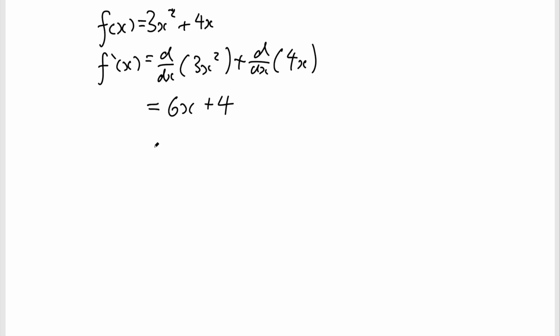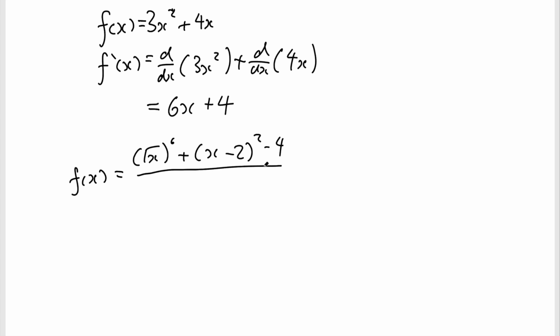And in cases where your function looks very strange, very complicated, suppose we have the function that is root x to the 6 plus x minus 2 squared minus 4, all over x. We should simplify this first, before we differentiate. So using our indices rule, we know that this is actually x to the half, and if we raise to the 6th power, this is now x cubed.